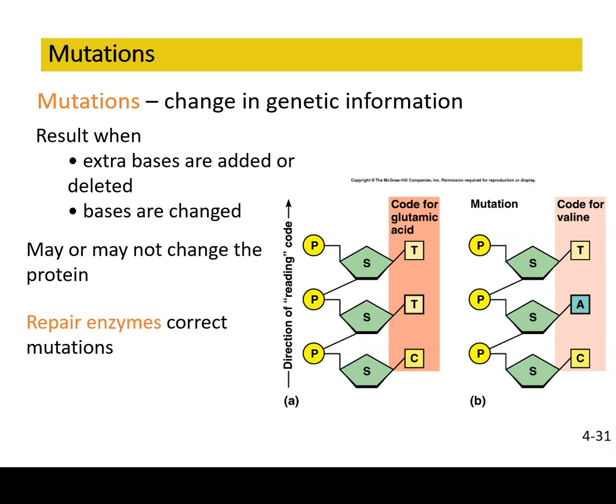We have repair enzymes that correct mutations, and if they are functioning, then they could correct the mutation in the sequence of the nitrogenous bases. So if it originally codes for glutamic acid here with TTC, and you stick in an adenine instead of a thymine, then that would be a mutation, and it's coding for a different amino acid.